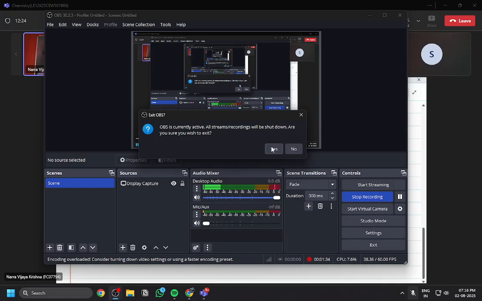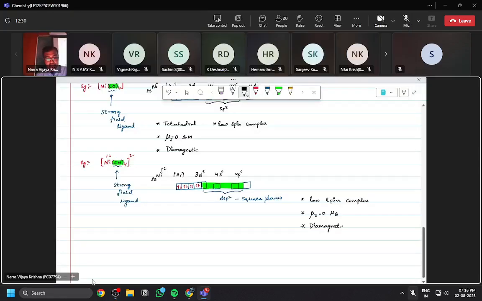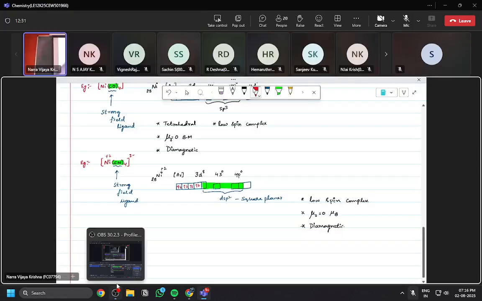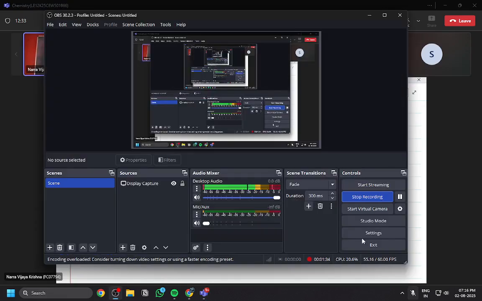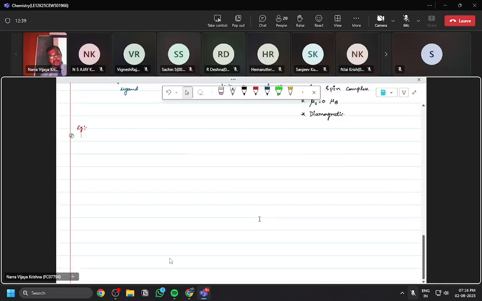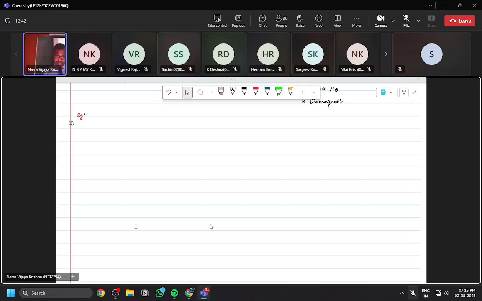Next example, what do they give? In your target booklet, what is the next example they gave? Co(NH3)6 3+. Now here cobalt is in plus 3 state. What about ammonia? Strong field, and remember, special case. Very, very important point.